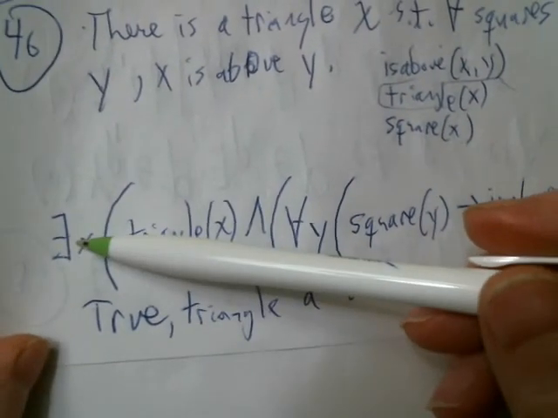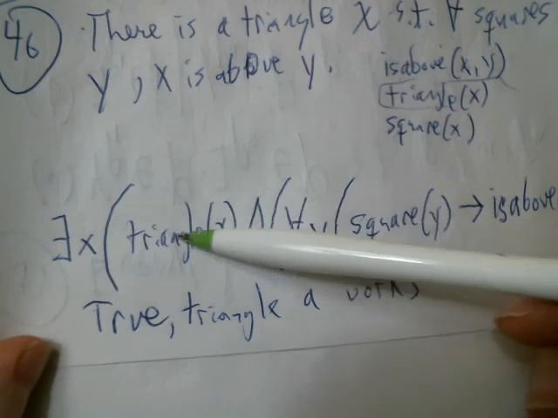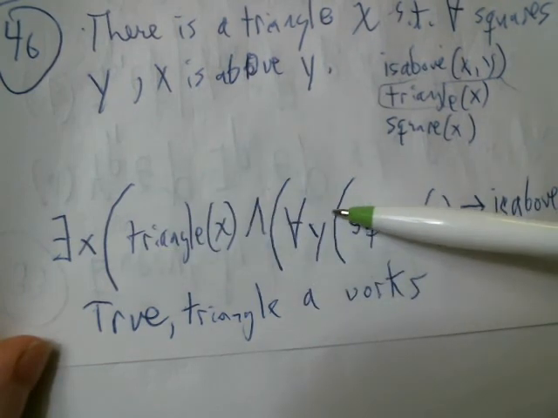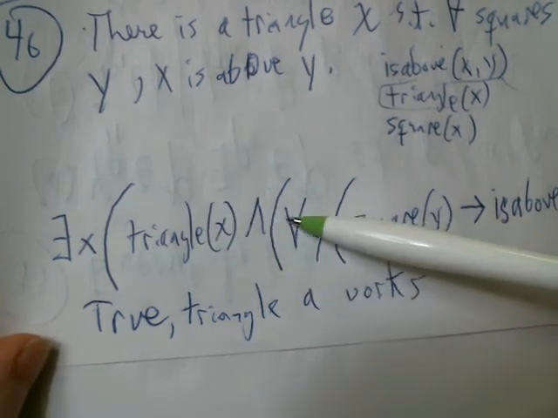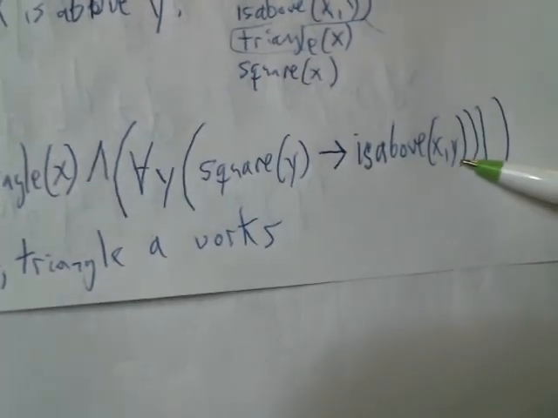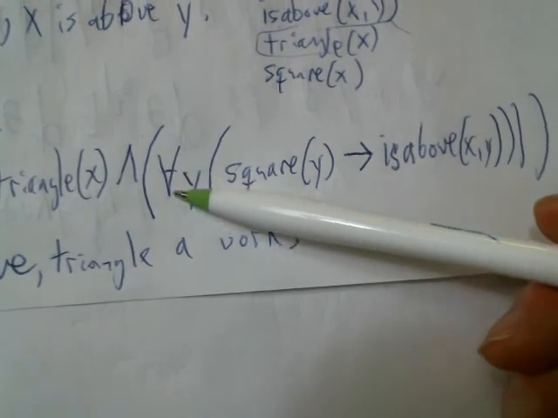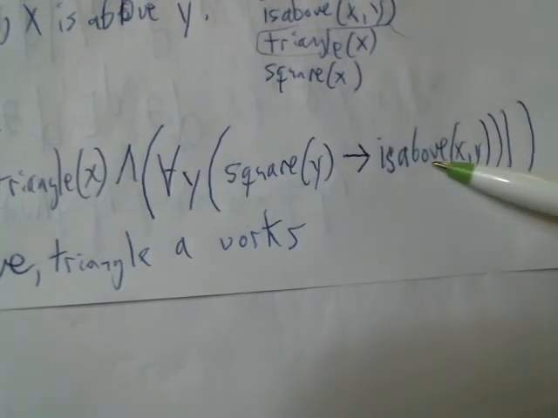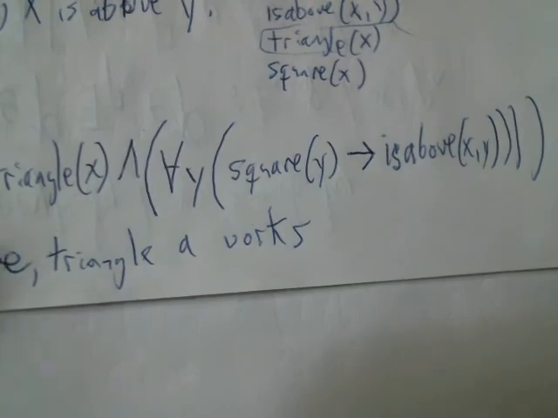You're just going to flip this, and then, because this is an and statement, you'll have to do De Morgan's here. So this would be not triangle or, and then you have to negate this thing. That will flip this into an existential, and then we have to remember how to negate an implication. So let's remember how to negate an implication.